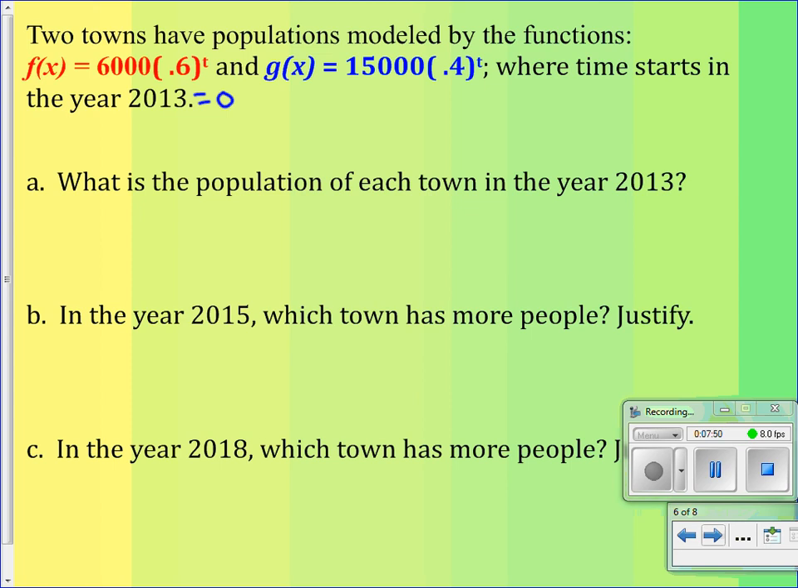Part A says, what is the population of each town in the year 2013? Well, 2013 is our 0 year, so we look at the initial population. The initial population of f of x is a, which is 6,000 people. The initial population of g, which is the a for g of x, is 15,000. So g of x is 15,000 people.